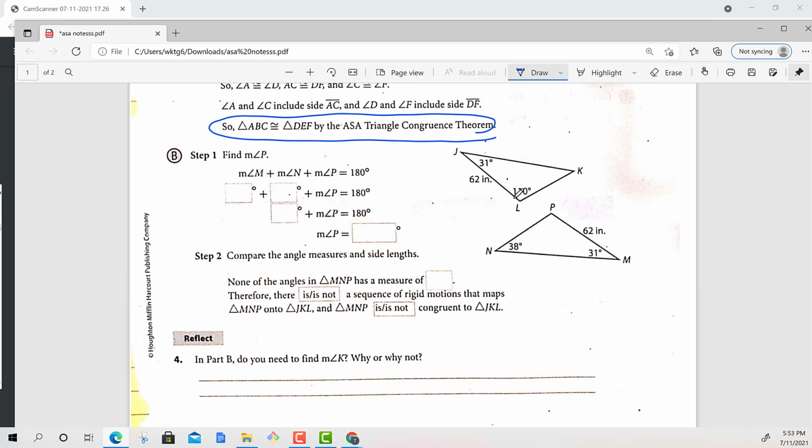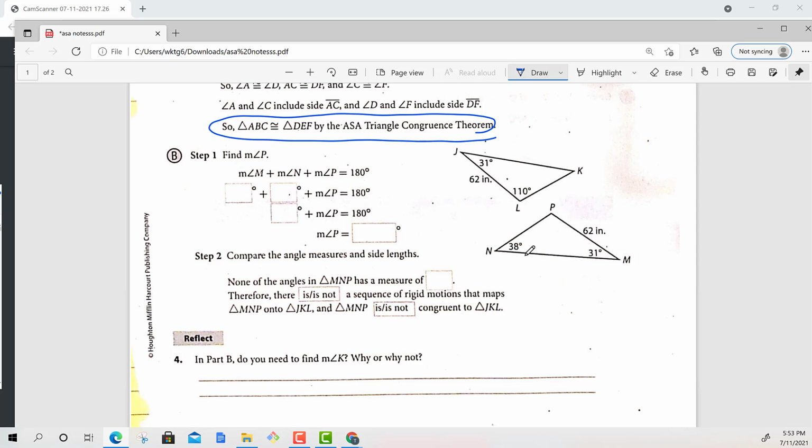We have triangle JLK at the top. Its angle J is 31, angle L is 110, and segment JL is 62 inches. The bottom triangle is triangle NPM. Angle N is 38 degrees, angle M is 31 degrees, and side PM is 62.